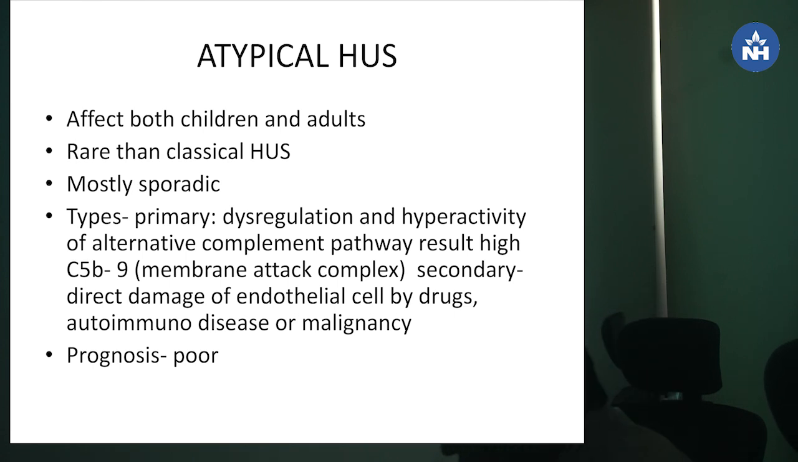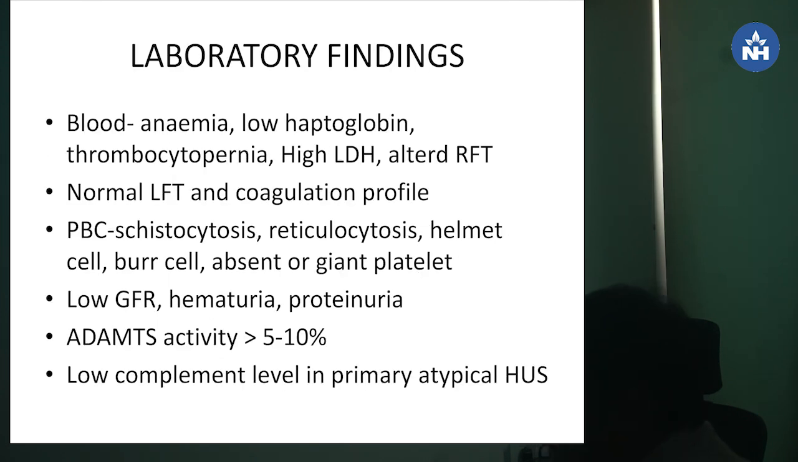Atypical HUS actually affects adults, and it is rarer than classical HUS, mostly sporadic. It has two types, primary and secondary. Primary is because of hyperactivity of the alternative complement pathway resulting in activity of the membrane attack complex, and secondary is due to direct endothelial damage by drugs, autoimmune disease or malignancy. Prognosis is poor.